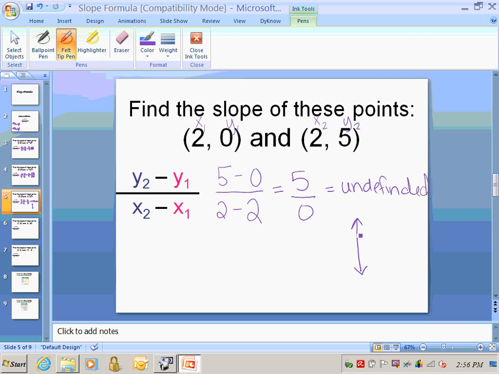And if we look, if it's a vertical line, my x's should have the same number. And if I look here, x was 2, x was 2. So on a graph, what this looked like is 1, 2. So 2, 0 was a point, and 2, 5 was a point. That's an undefined graph.